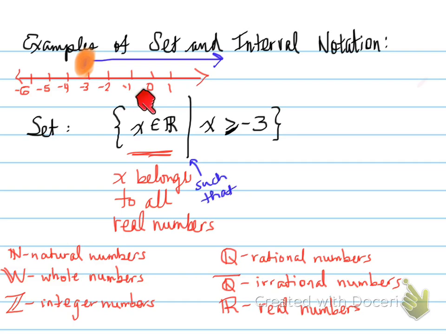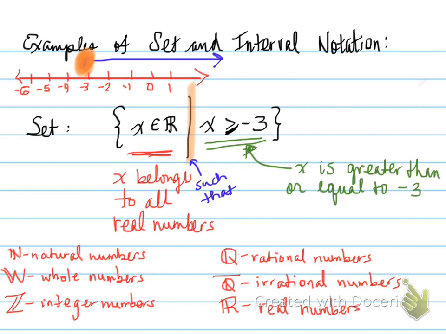Now, x belongs to real such that x is, again, one more time, we're including the x, so there is an extra bar. x is greater than or equal to -3. So that's what this is stating. Now, noting this, remember that set notation always begins and ends with the same set of brackets.